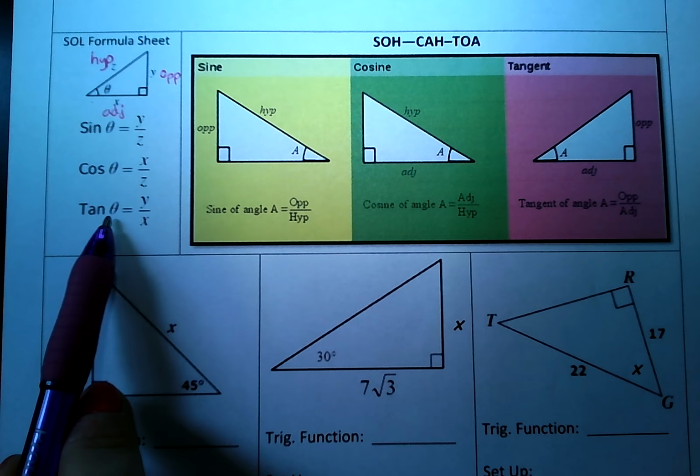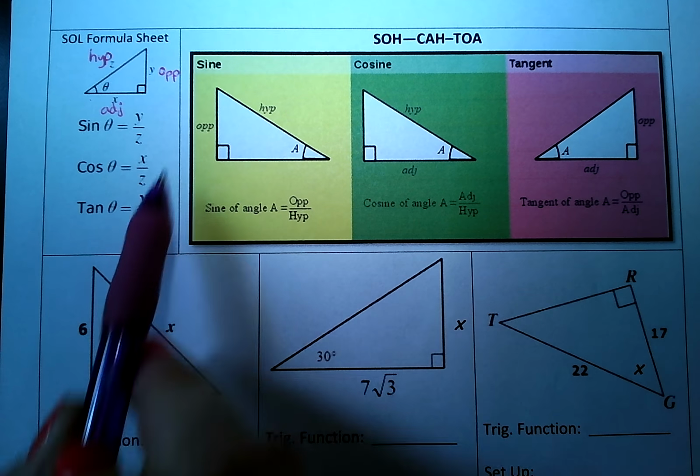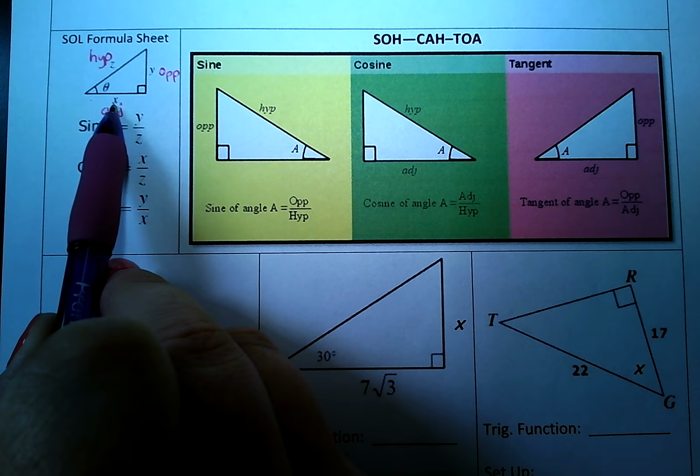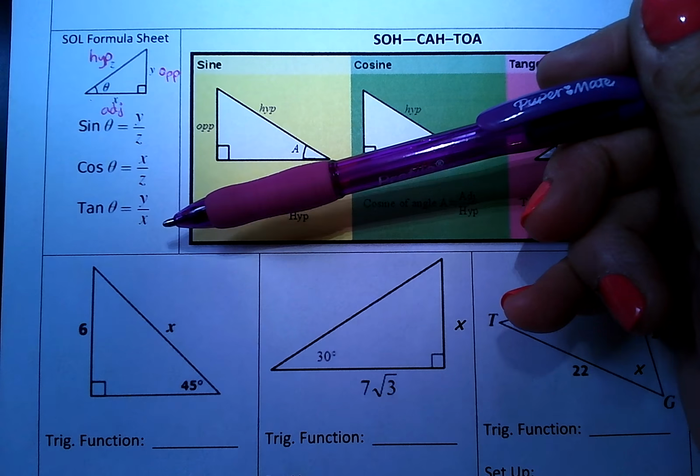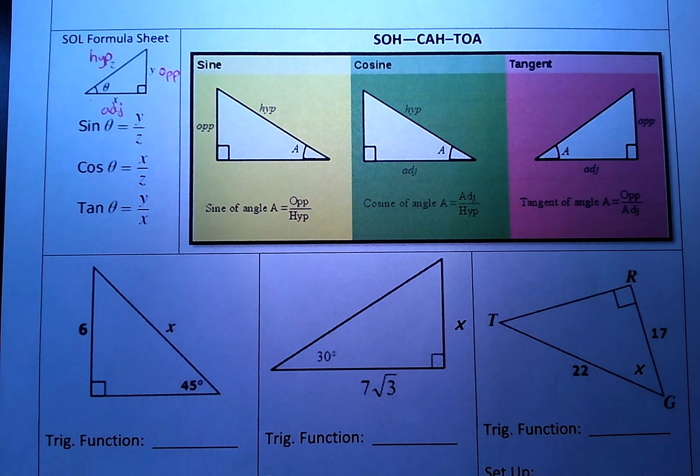And then finally, we have that tangent of theta is represented by y over x, which is the opposite side over the adjacent side. This is what the SOL formula sheet provides for you as a way to help you remember which trig function goes with which angle side pair.